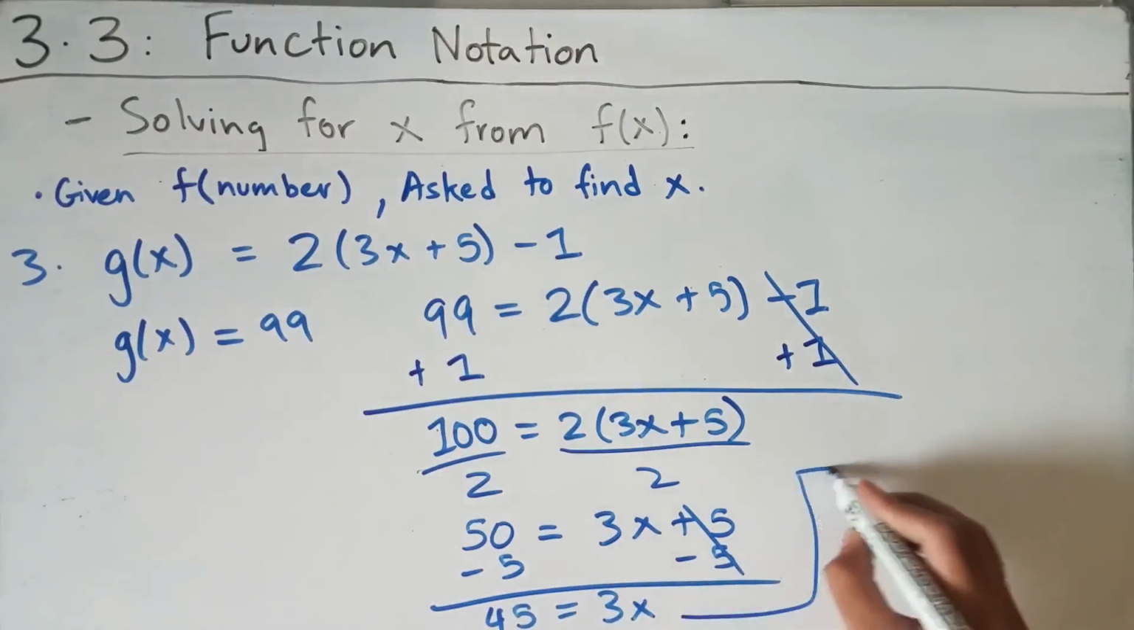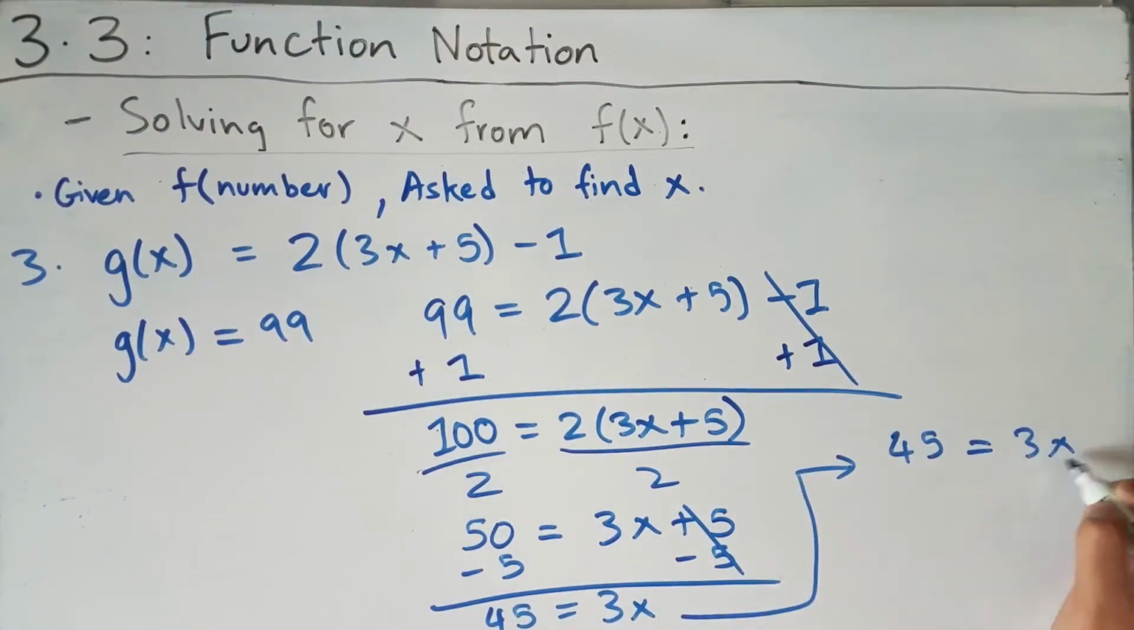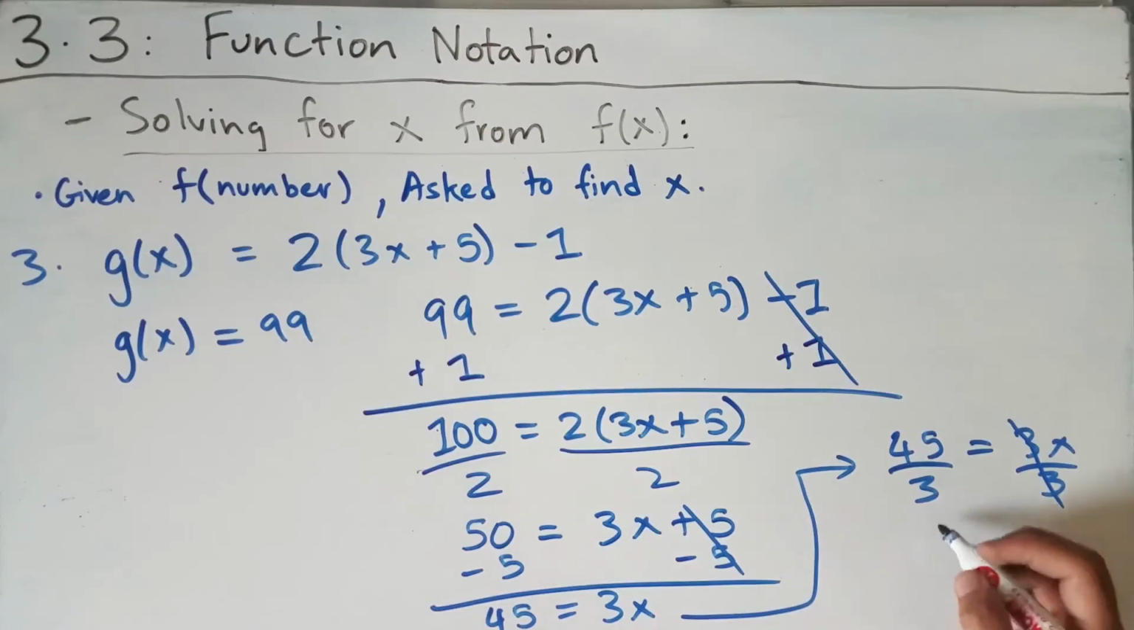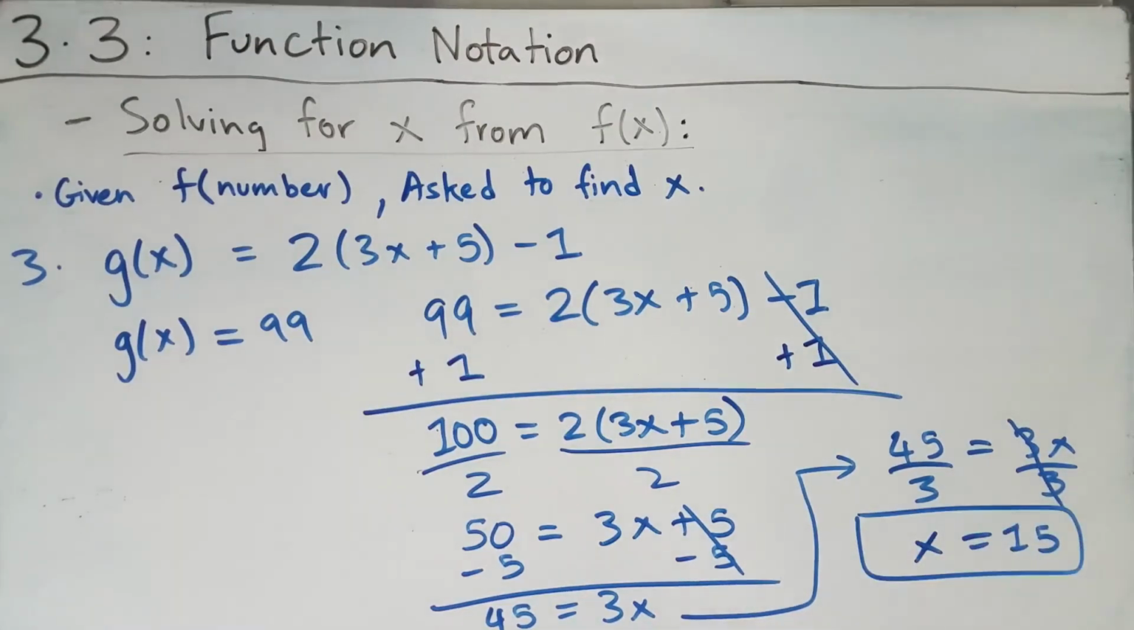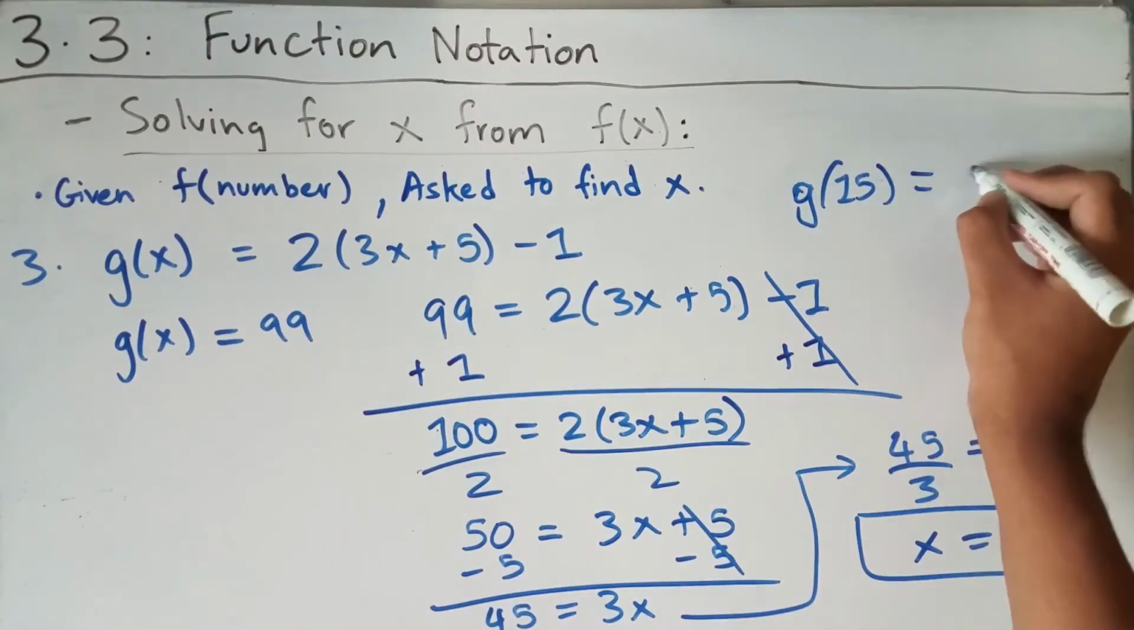And we can divide each side of the equation by 3. So we get 45 over 3 equals 3x over 3. So this cancels out, and 45 over 3 will equal 15. So x would equal 15. And you can also say that g of 15 would equal 99.